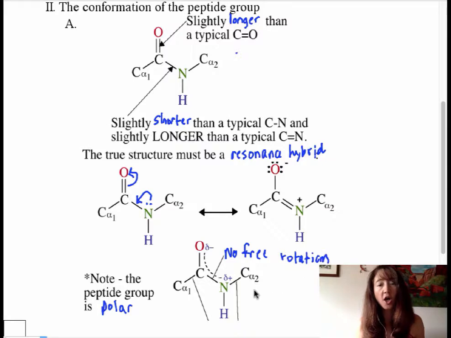And that can be contrasted with these other two bonds, the C alpha bond C and the N bond C alpha, around which free rotation is possible.